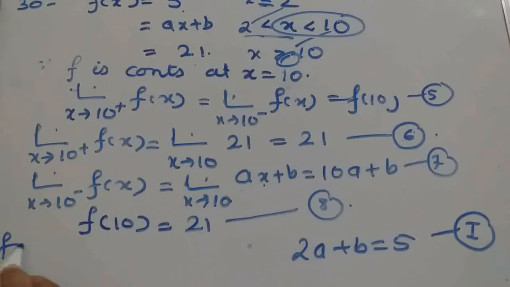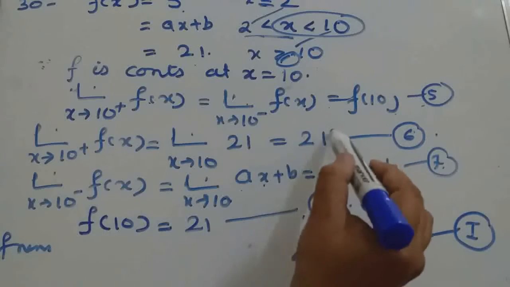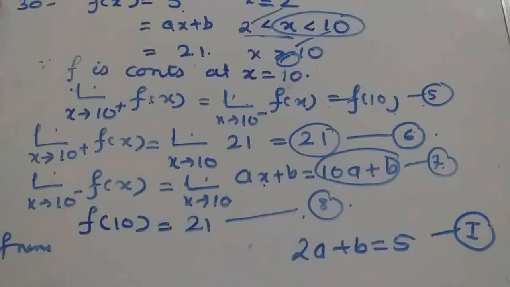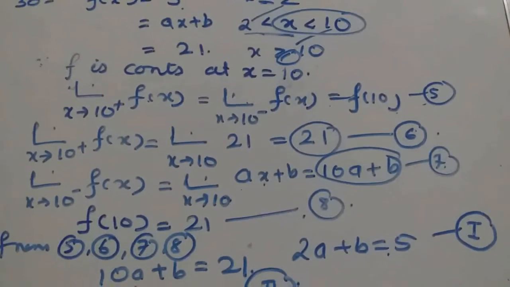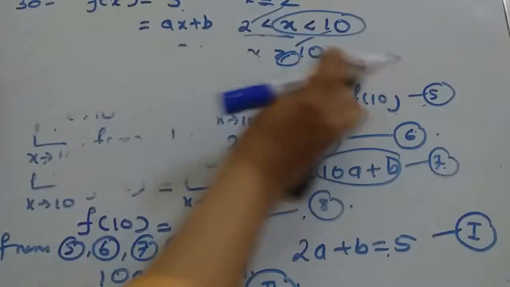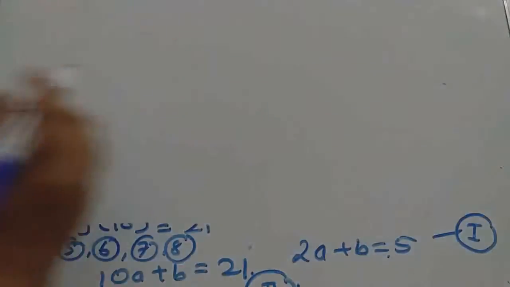Now what can we write from equations 5, 6 and 7? In 5 all the expressions are equal. So 10a plus b equals 21. So from 6, 7 and 8, 10a plus b equals 21. Now this we can call Roman equation 2. These two equations we will solve simultaneously to get the values of a and b.